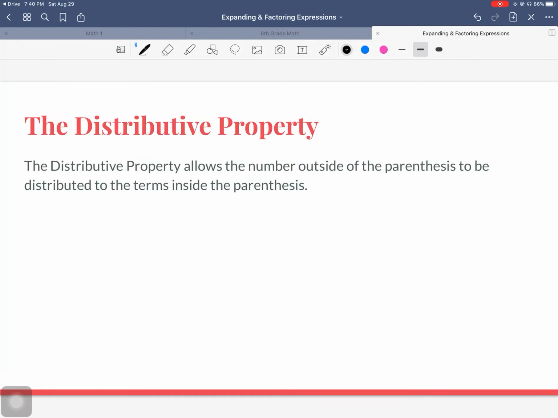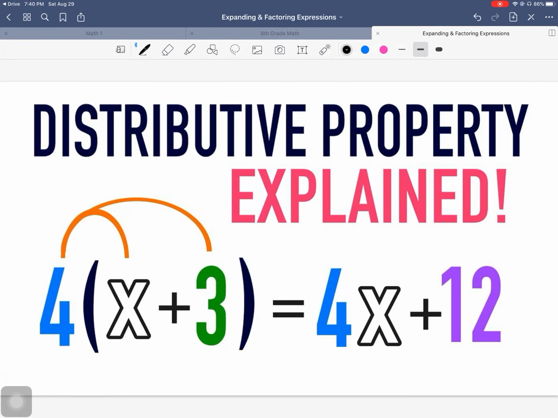The distributive property allows the number outside the parentheses to be distributed to the terms inside the parentheses. Please write this in your notes. Here's an example. The 4 is outside of the parentheses. It is then multiplied times the x and then times the 3.